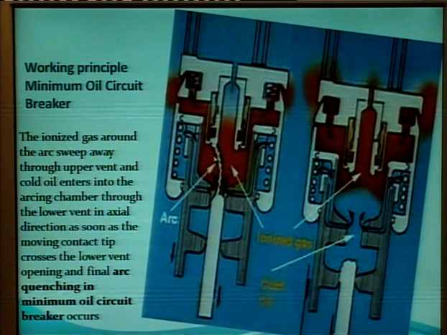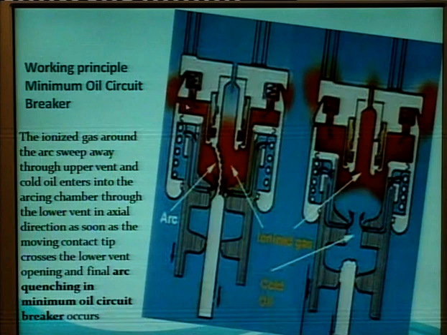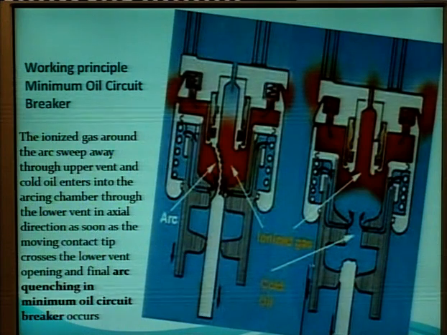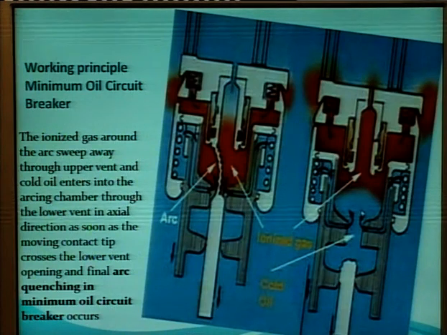So this ionized gas escapes through the upper vent, and similarly the oil from the lower chamber enters this pot through the lower vent. The lower vent in axial direction as soon as the moving contact tip crosses the lower vent opening. And the final arc quenching in the minimum oil circuit breaker occurs. So this oil will provide the cooling property for this arc.